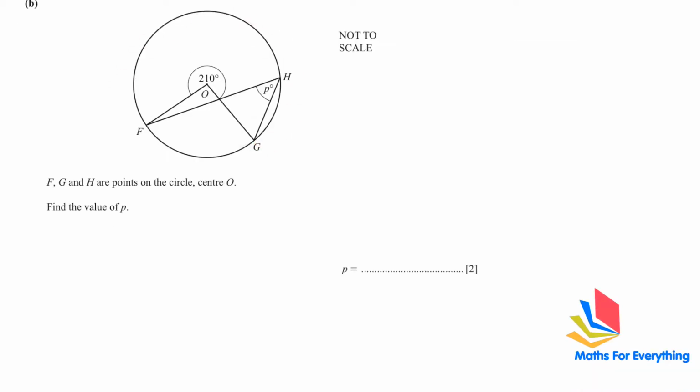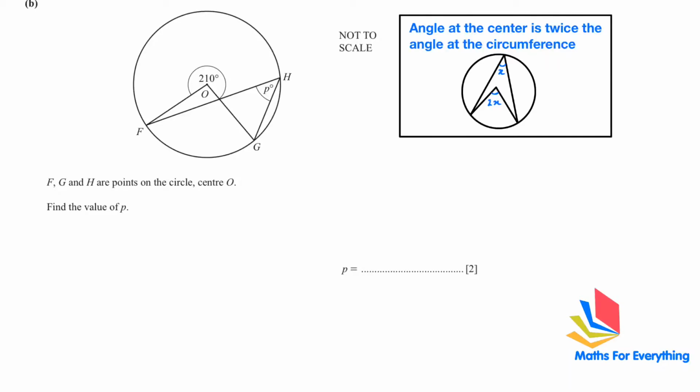Part B. We have been given a circle and F, G, H are points on the circle with center O. Find the value of P. To find the value of P, we are going to use another circle theorem. Angle at the center is twice the angle at the circumference. So this is the center. If it is 2x, the angle at the circumference is going to be half of it.